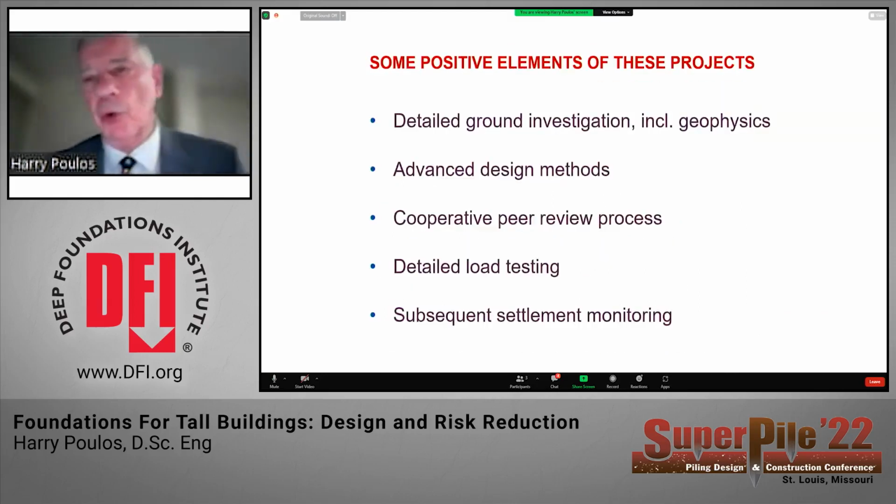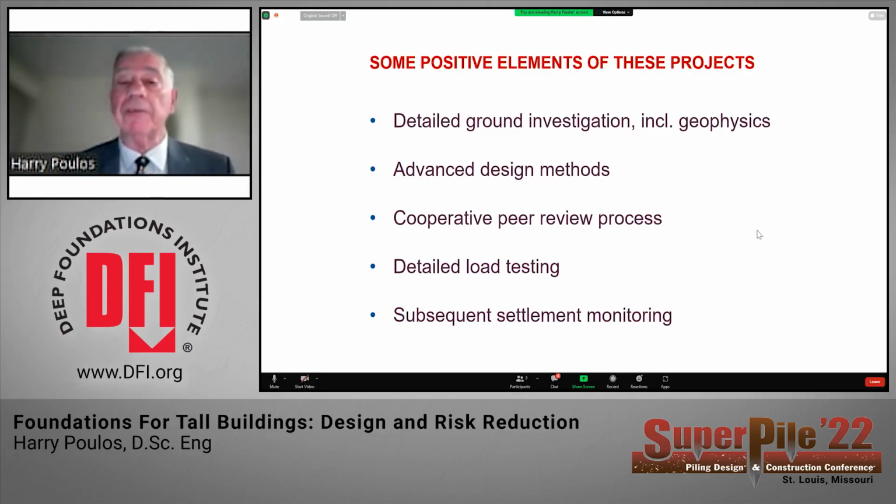So those two projects that I've mentioned, the positive elements are each of them had detailed ground investigation, including geophysics. They used advanced design methods. There was a cooperative peer review process, detailed load testing, and subsequent settlement monitoring.